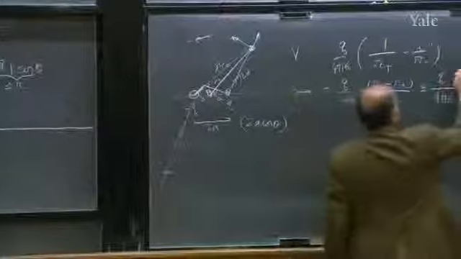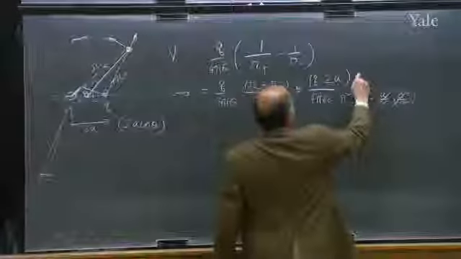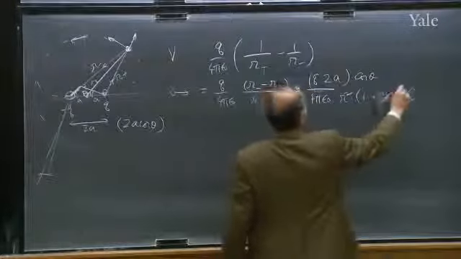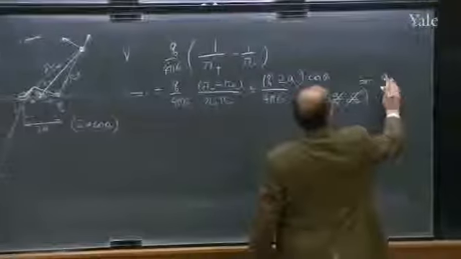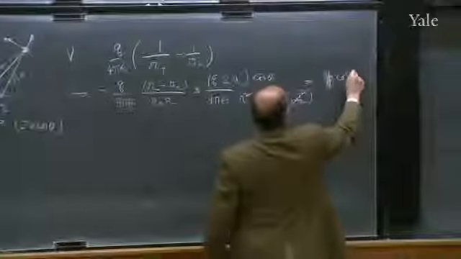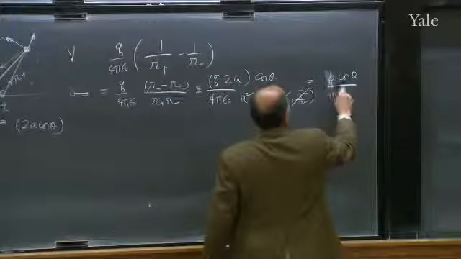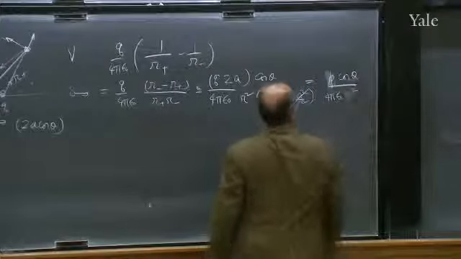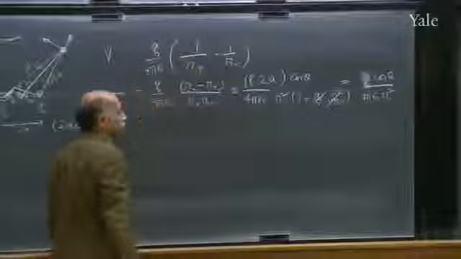Therefore, in the top, I have 2a times cosine theta, and that I will write as dipole moment P cosine theta over 4 pi epsilon 0 r squared. That's what I was trying to get.